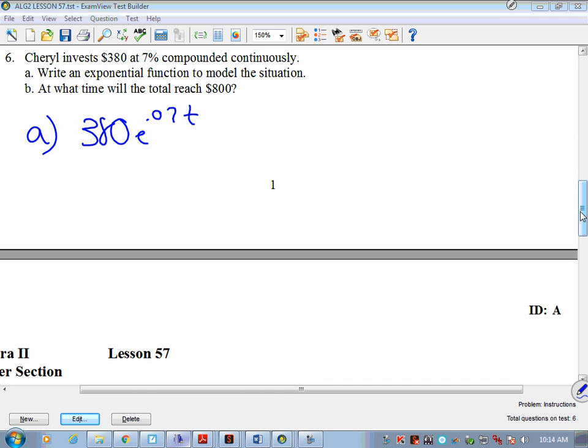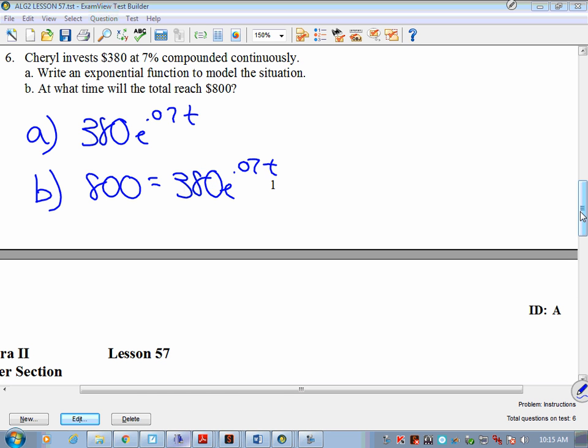So this is our A. It's all we need for part A. Part B, at what time will the total reach $800? So we're going to start off with 800 is going to equal 380e to the 0.07 times t.